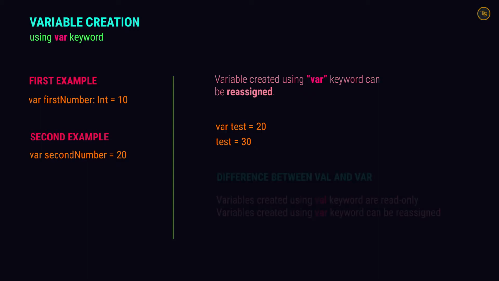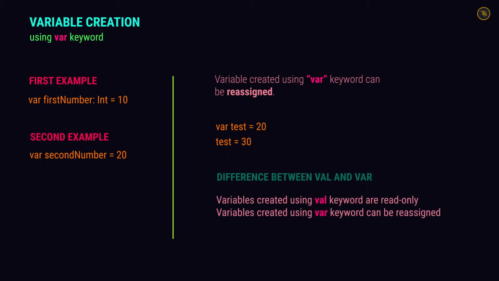This is the main difference between the val and var keywords. If you define a variable using the val keyword, then you cannot change the value of that variable because it's a read-only variable. But in case of var, you can change it.